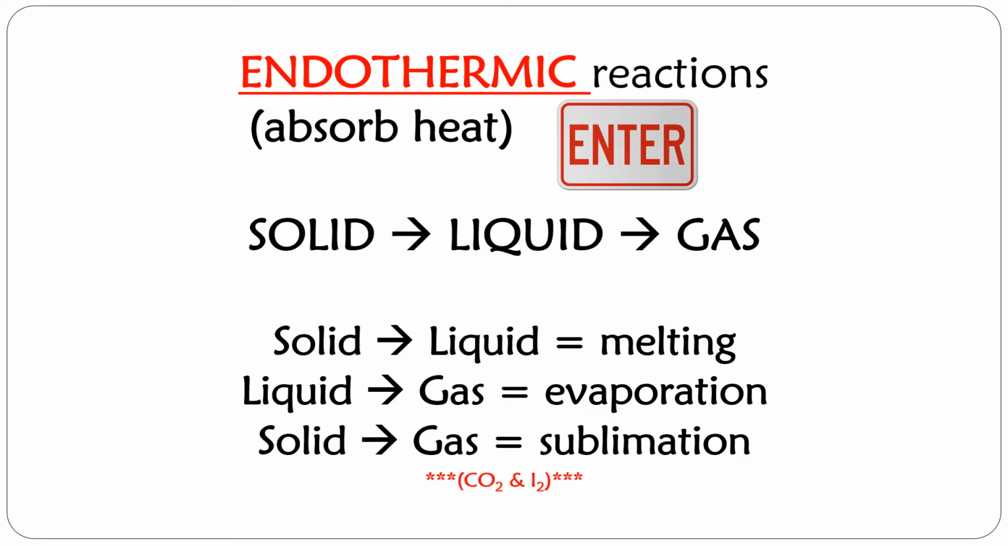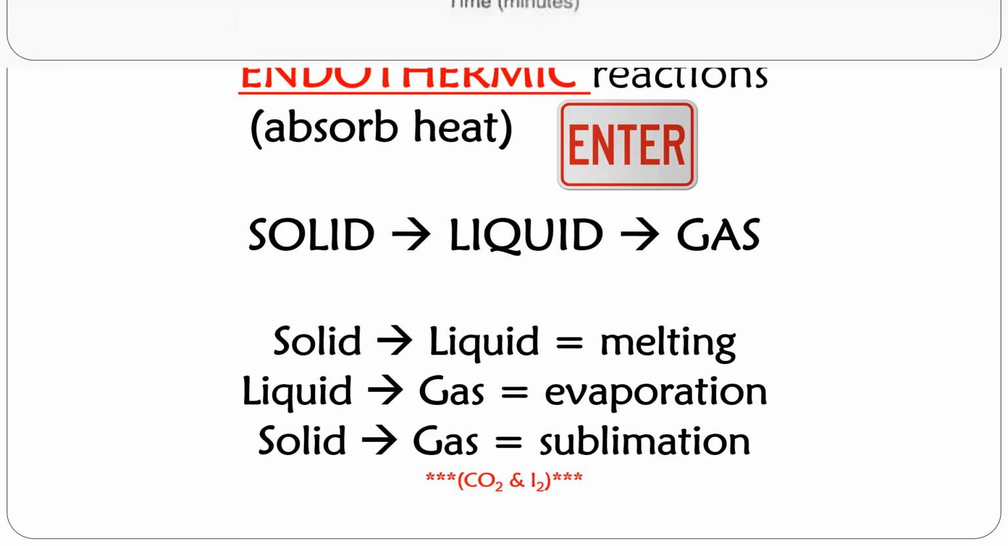And finally, if you want to convert a solid into a gas, that type of reaction is called sublimation, and it's very specific. For the most part, it only happens for carbon dioxide and iodine gas. And that type of reaction also requires heat to enter into the system. So heat is being absorbed. So this forward reaction, when we are trying to convert solid into a liquid, liquid into a gas, or solid into a gas, these reactions are endothermic because they absorb heat.